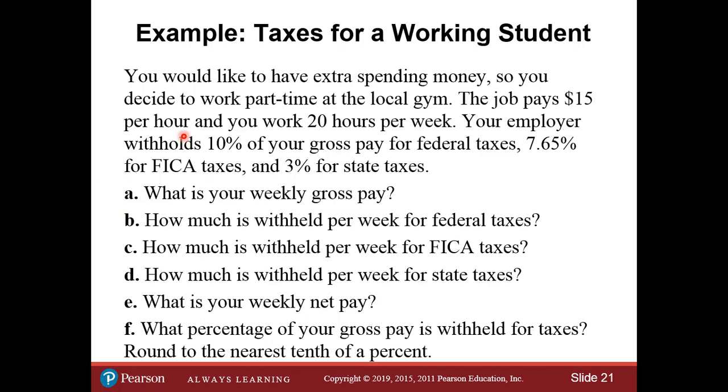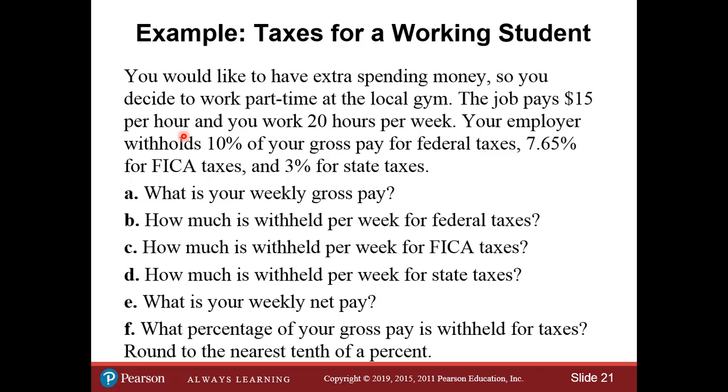you would like to have extra spending money, so you decide to work part-time at the local gym. The job pays $15 per hour and you work 20 hours per week. Your employer withholds 10% of your gross pay for federal taxes, 7.65% for FICA taxes, and 3% for state taxes. So what is your weekly gross pay?